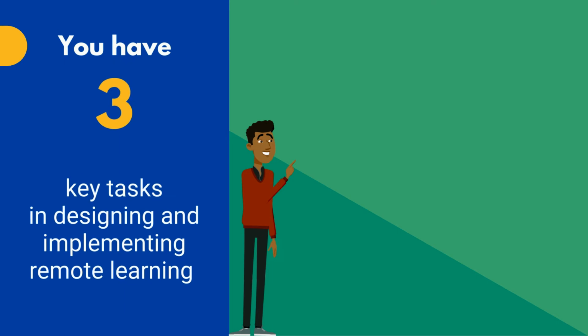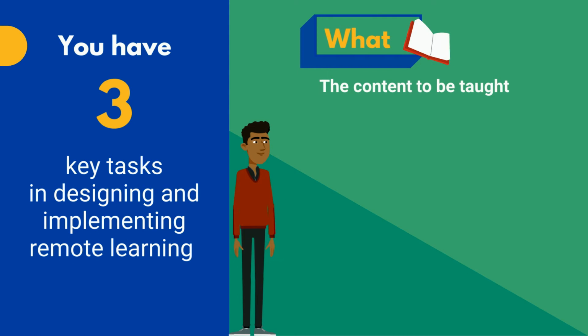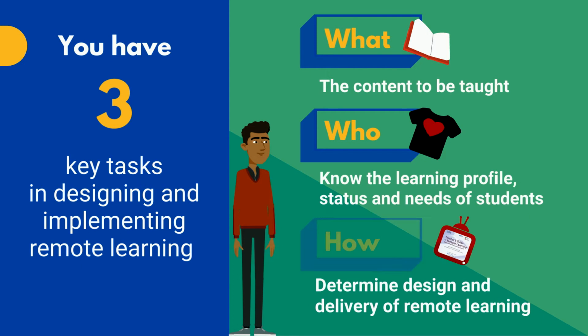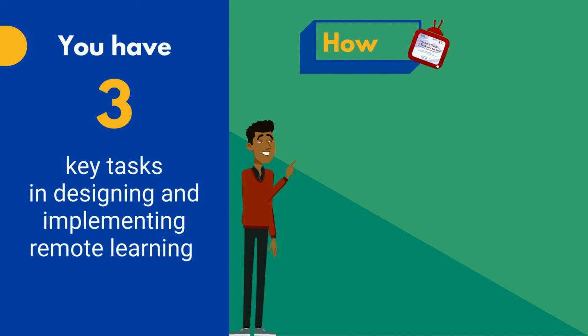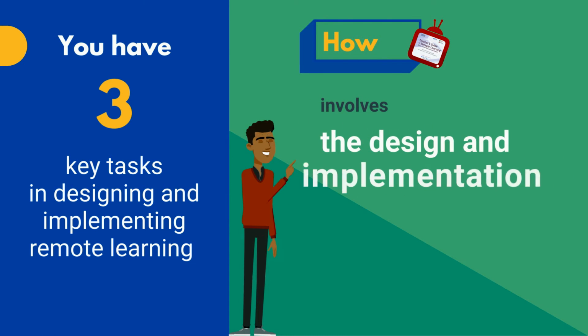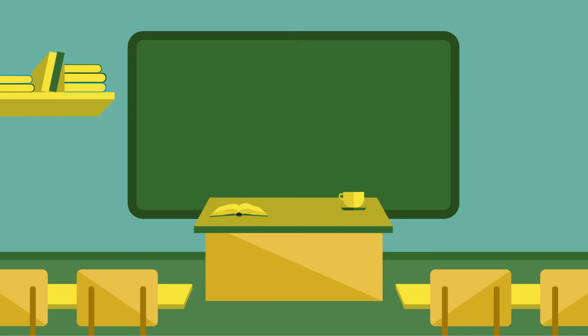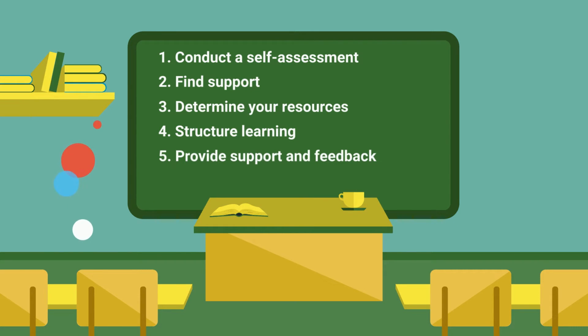There are 3 key tasks in designing and implementing remote learning: identifying what content to teach, knowing the learning profile, status, and needs of the students, and deciding how you will deliver remote learning. How involves the design and implementation of remote learning. There are 6 steps that will help: conduct a self-assessment, find support, determine your resources, structure learning, providing student support, and planning for assessment.